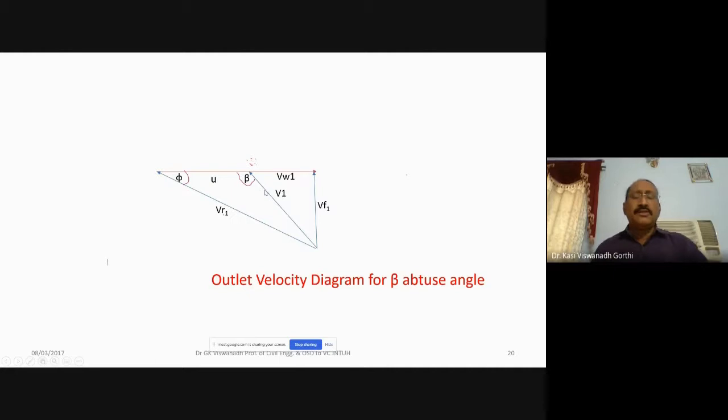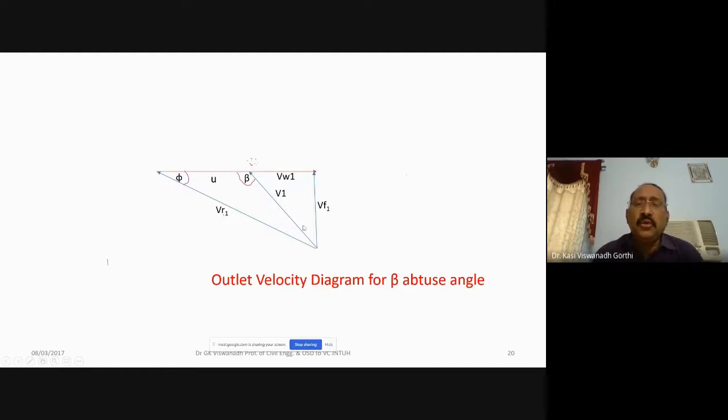While understanding the outlet velocity diagram, 3 cases are possible. If you see here, phi is the included angle between VR1 and U. Depending on the magnitudes of the velocities, the value of beta may be different. It may be less than 90 degrees, it may be exactly 90 degrees, or it may be greater than 90 degrees. The included angle beta may have 3 possibilities here. VR1 both in magnitude and direction, U both in magnitude and direction, then the line joining these 2 points gives you the absolute velocity.